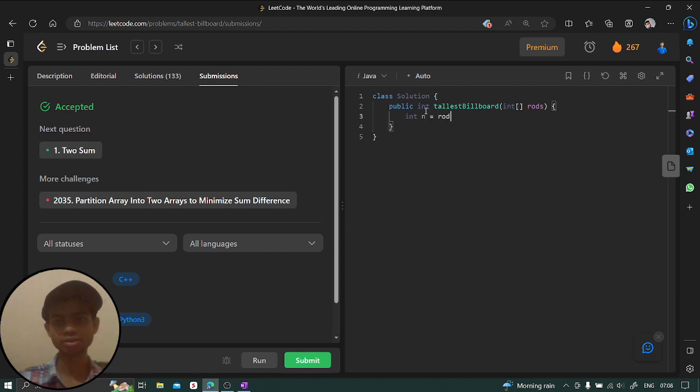Int n is equal to road length, and then we are going to define a hash map. So let's define it at the top. Map, we don't have pairs, so we are going to use integer, string and integer. And here we can say name dp is going to be nothing but new hash map, right? Once we have defined it, we are going to define a function as well.